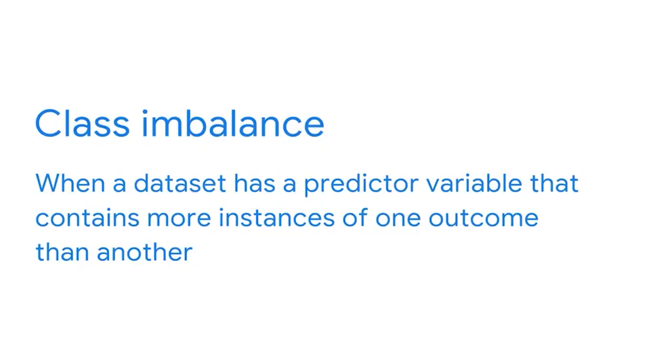As a data professional, you might encounter datasets that are unequal in terms of their response variables. One example of unequal datasets is in the context of fraud detection. You could have millions of examples of non-fraudulent transactions and only a few thousand examples of actual fraudulent transactions. How can a model be built to detect fraud with such limited data to train the model? This issue is known as class imbalance. A class imbalance is when a dataset has a predictor variable that contains more instances of one outcome than another.